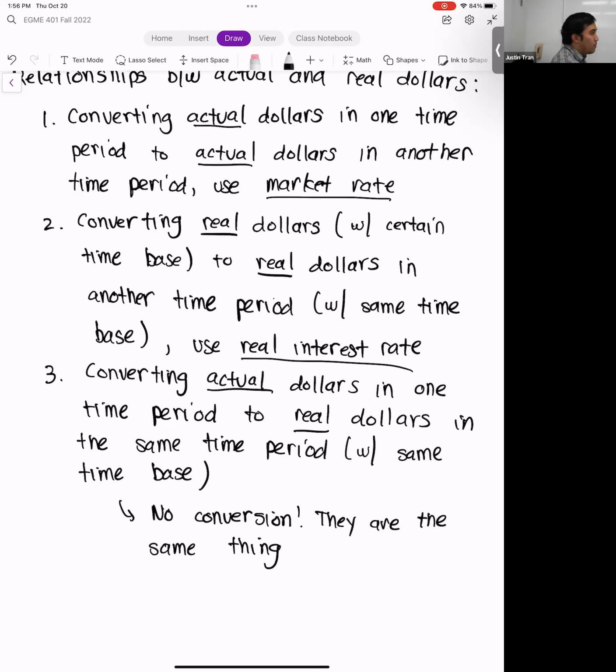Right, because if you have actual money in your wallet today, then that's real purchasing power that you have today as well. Okay, so the $10 you have in your pocket, that's actual money, but then you can also think about it as $10 worth of purchasing power today.